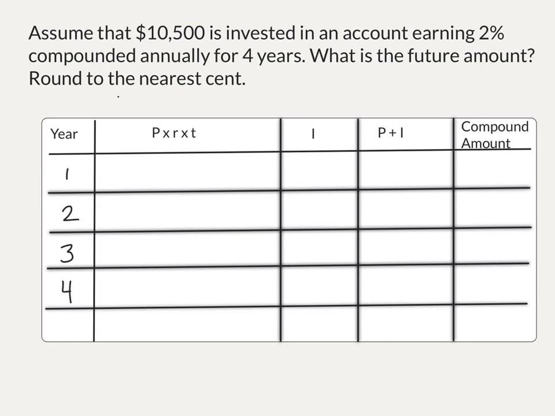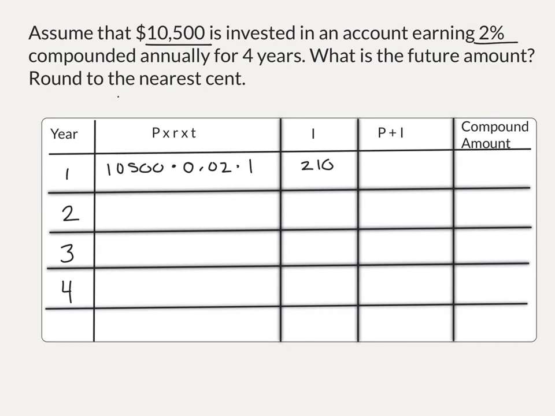For year 1, we're just going to use the principal of $10,500. And we're going to multiply that by R, which is 2% or 0.02. T is going to be 1 since we're only computing the amount of interest for year 1 in this row. So 10,500 times 0.02 gives me a value of 210. So I'll write the 210 in the I column.